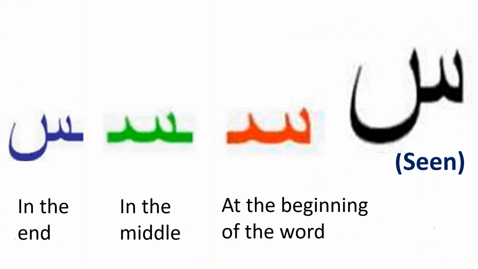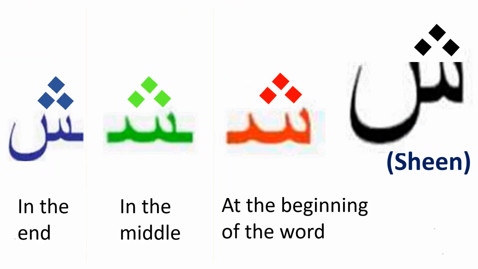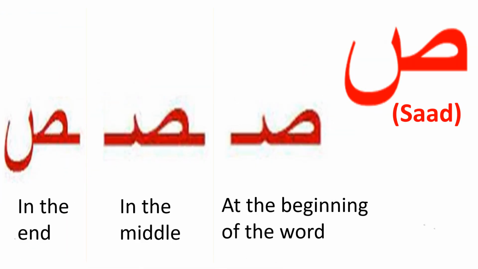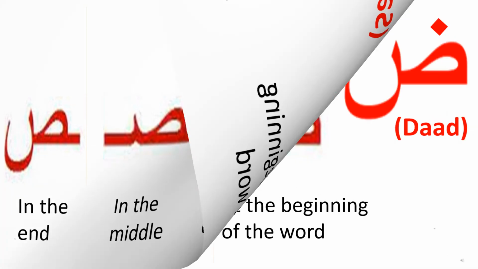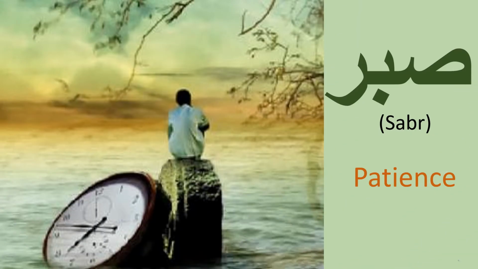Thus we have the letter Sin, which is like the letter S in English. It is pronounced S. The letter Shin, which is like the letters SH in the word show, it is pronounced Sh. The letter Sad, it has no counterparts in English. It is pronounced S. And the letter Dod, which has no counterparts in any language. It is pronounced D.